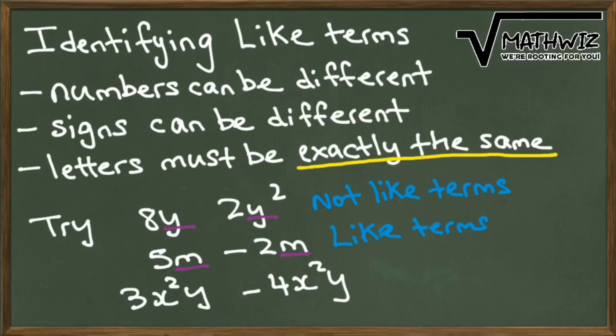Then for the third one, the x squareds are the same, and the y is also the same for both. And so yes, you would also consider these like terms.